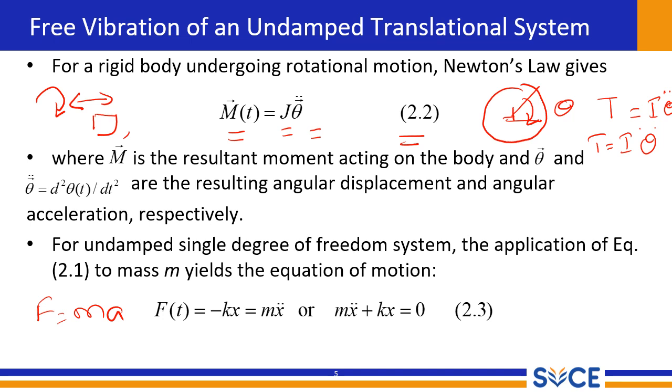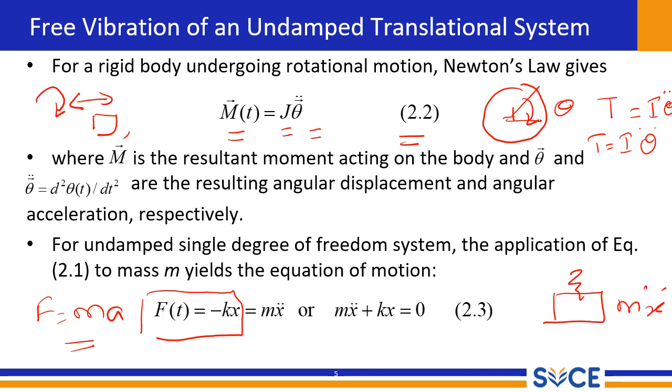This equation can be written in two equivalent forms. The first form, that is, f of t equal to minus k of x, shows that the force acting on the mass is proportional to the displacement and is always directed opposite to the displacement. This is the restoring force provided by the spring. The force is also equal to the mass times the acceleration.